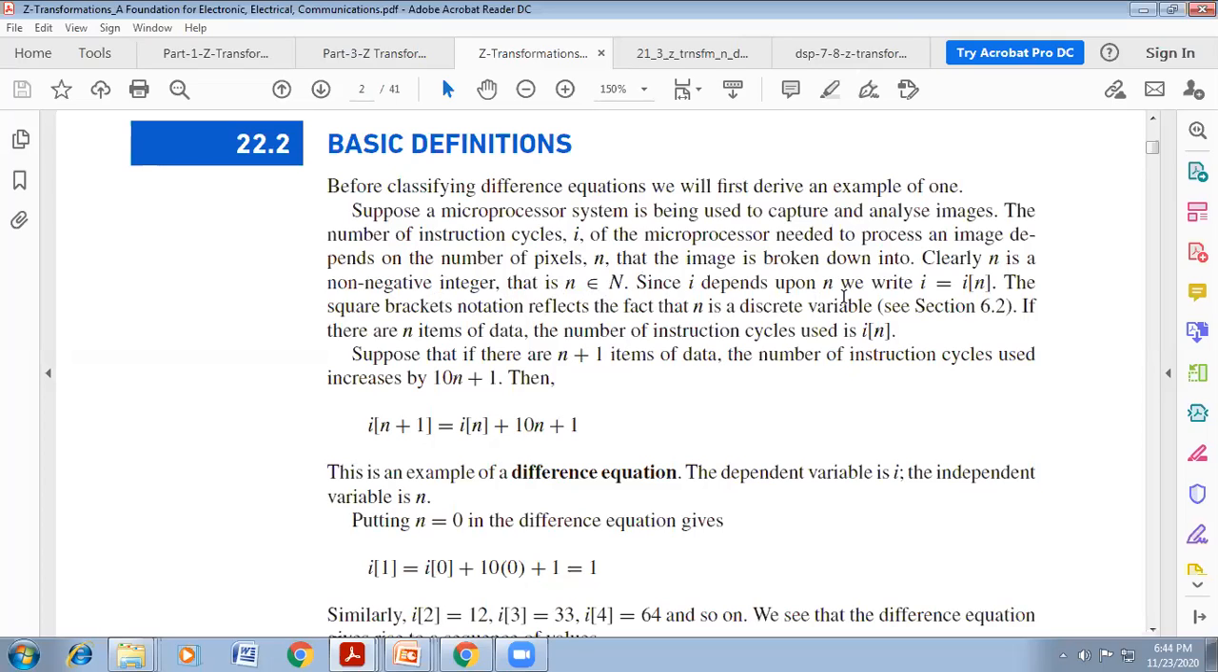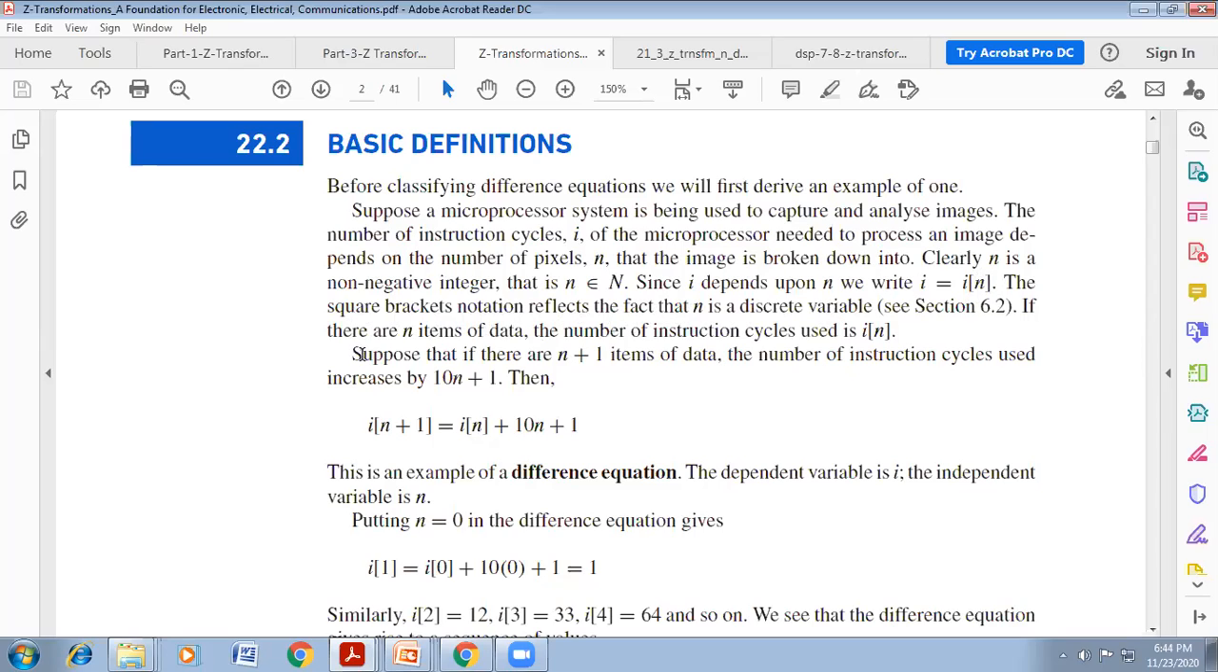Since I depends upon n, we can write I equals I[n], with n within square brackets. The square bracket notation reflects that n takes discrete values. What does this bracket indicate? n is not continuous, it is discrete, like 2, 3, 4, 5, 7, 10, 11, 14, 18, not continuous. The square bracket notation reflects that n is a discrete variable.